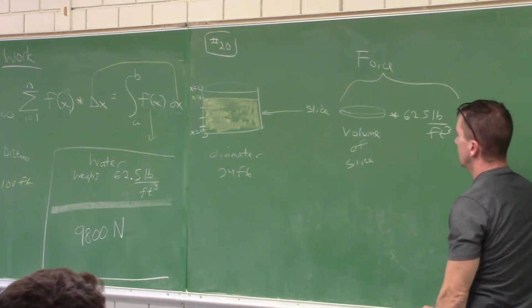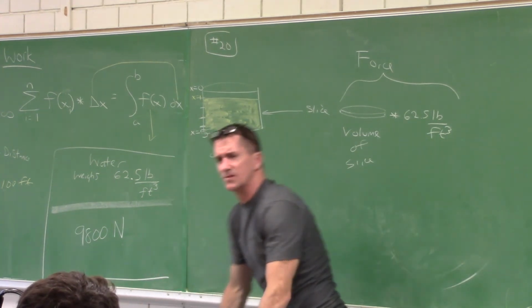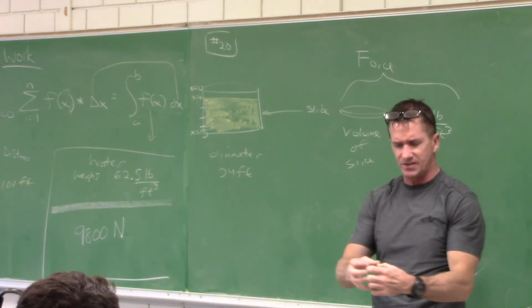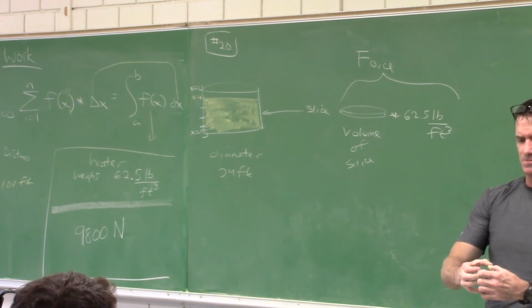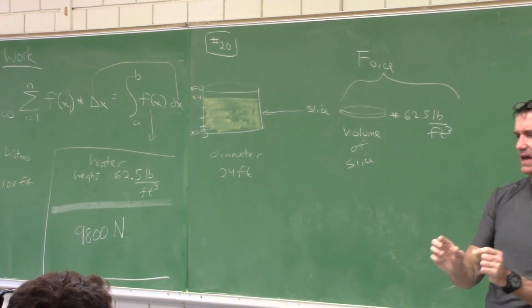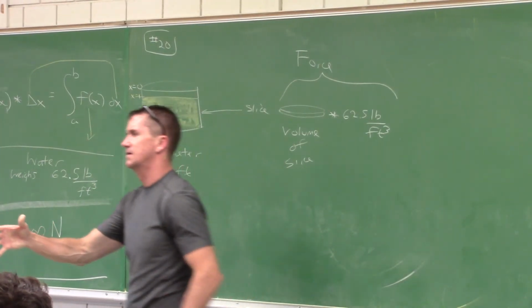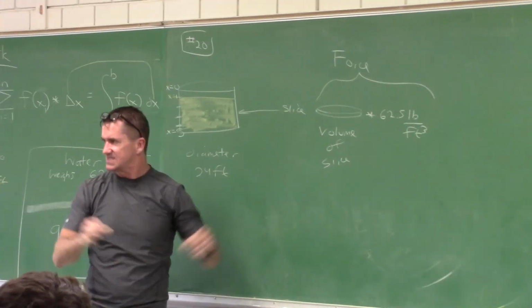All right. But what's the volume of the slice? I need a formula for the volume of a cylindrical tank. That's pi r squared times what? Height. Let me say that again. Do you all agree? What is the volume of a cylinder? Because that's a cylinder, isn't it?